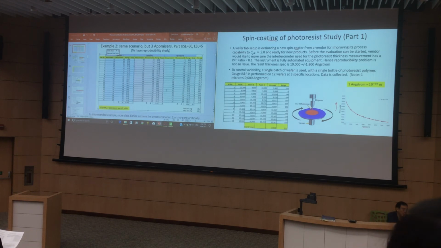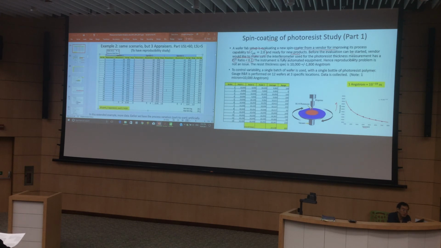So some vendor has the new machines, right? So they are evaluating a new spin coater from a vendor for improving the process capability. They want a CPK of 2, the intention, ready for new product. Before the evaluation, the vendor would like to make sure that the interferometer they use to measure the photoresist thickness has a PT ratio of better than this one. That's what you want to achieve, right?